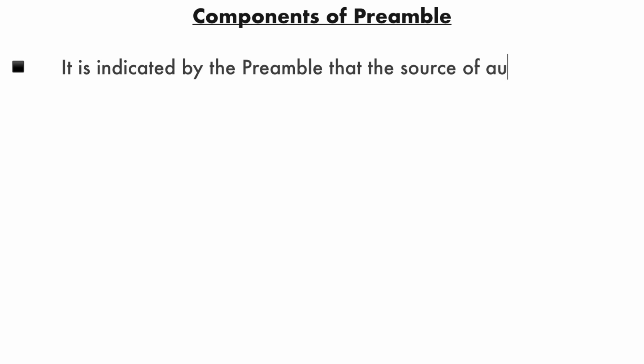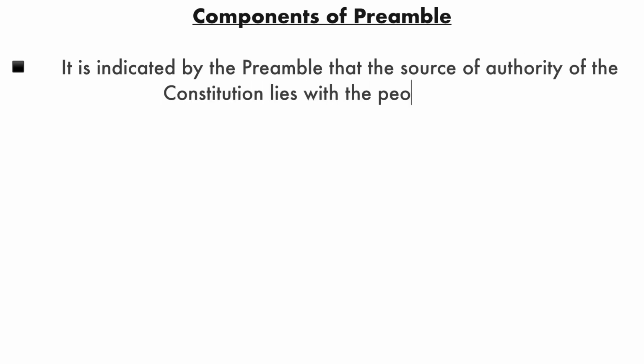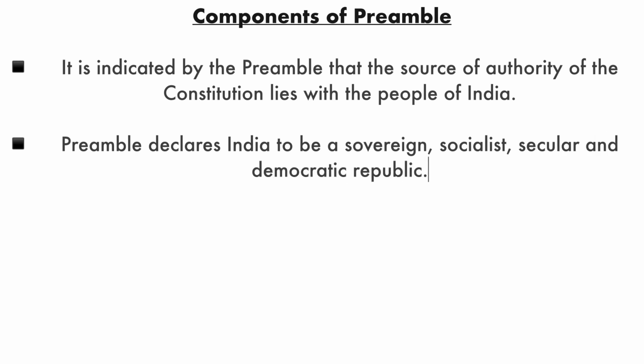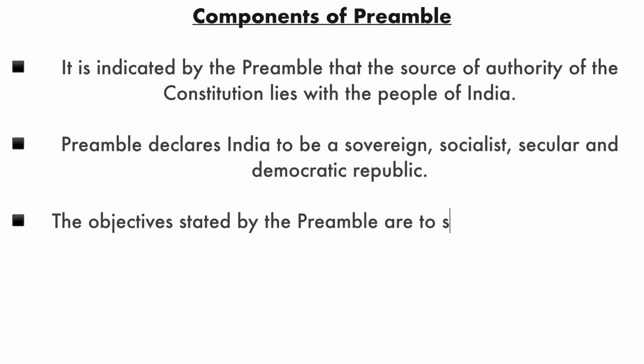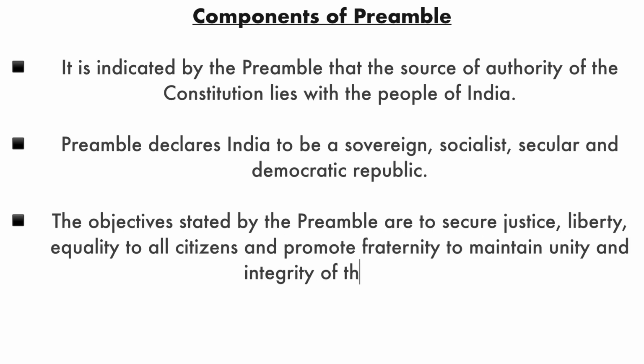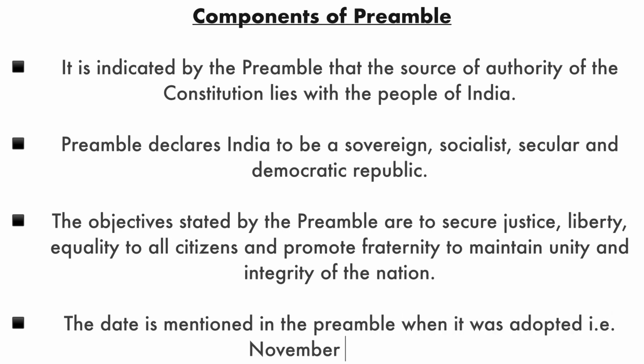Now let's quickly look at the components of the preamble. So it is indicated by the preamble that the source of authority of constitution lies with the people of India. Preamble declares India to be a sovereign, socialist, secular and democratic republic. Objectives stated by the preamble are to secure justice, liberty, equality to all citizens and promote fraternity to maintain unity and integrity of the nation. The date is mentioned in the preamble when it was adopted, that is November 26th, 1949.